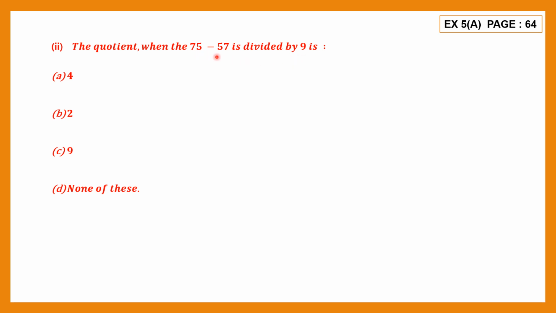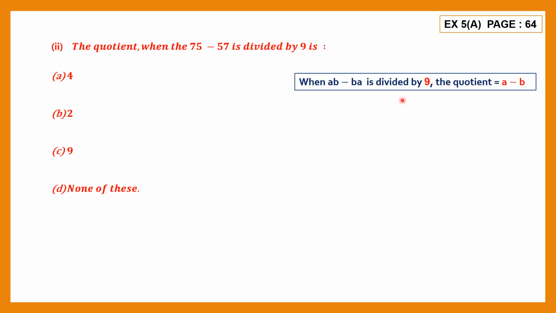Next one, the quotient when 75 minus 57 is divided by 9. Okay, so 75 is now reversed to 57 and there is subtraction. So whenever you have a number and its reversed number and they are subtracted, when that is divided by 9, your quotient will always be A minus B. So here what is AB? AB is 75 and BA is 57. Now when this is divided by 9, always your quotient will be A minus B. And what is A? A is 7 and B is 5. So how much is 7 minus 5? 2. So the answer is option B, 2.